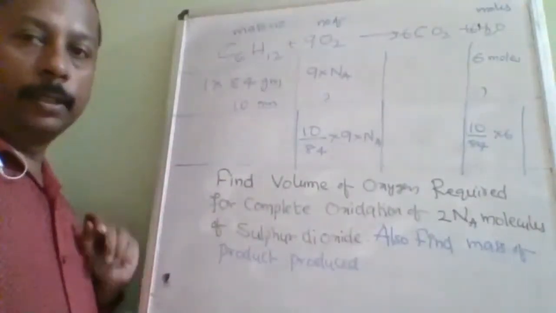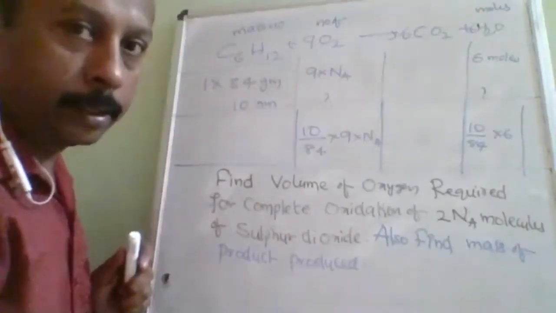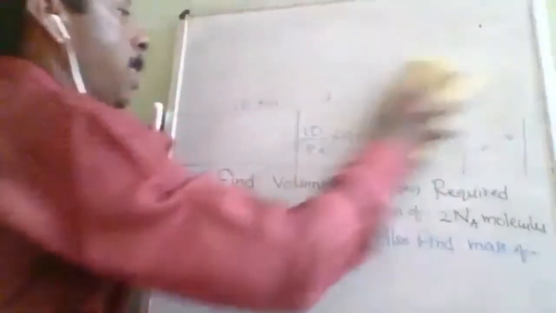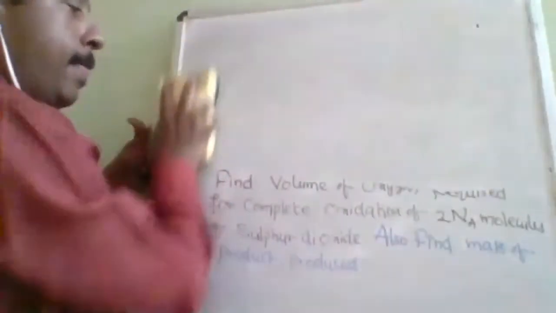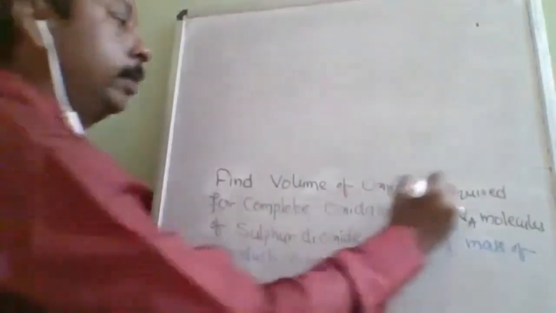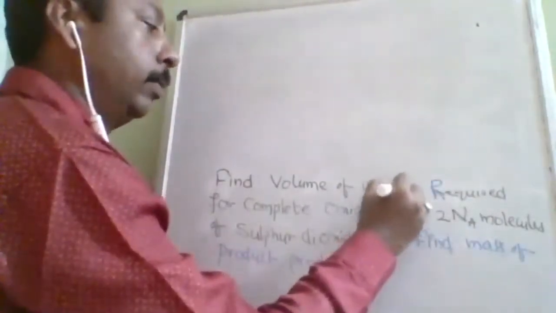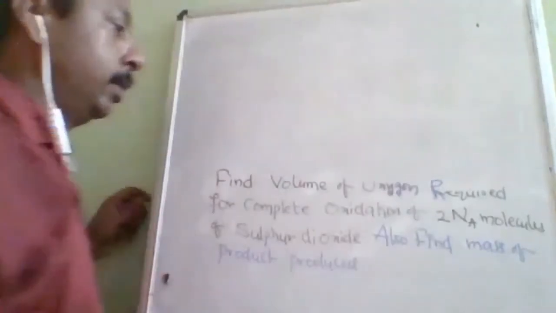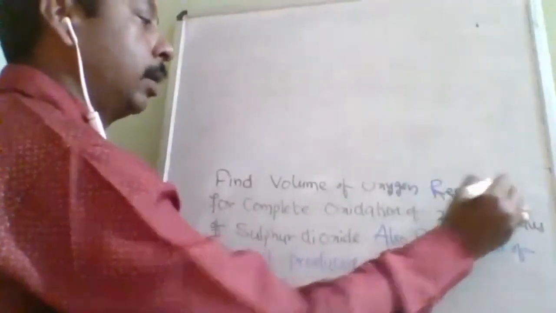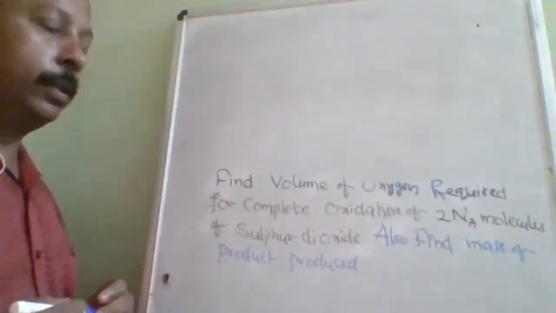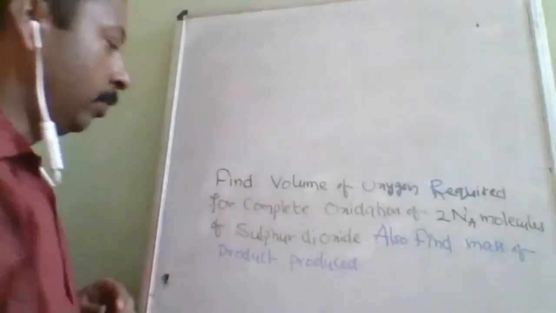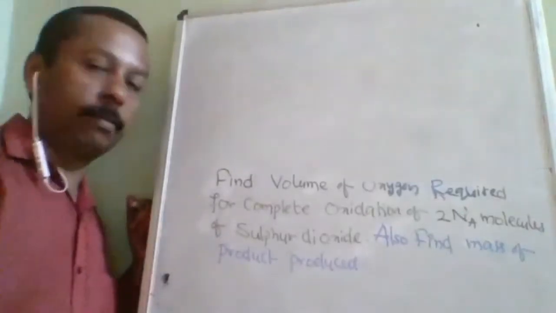Okay, next question is here. Start solving it. Find volume of oxygen required for complete oxidation of 2Na molecules of sulfur dioxide.